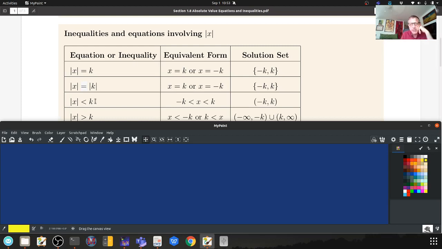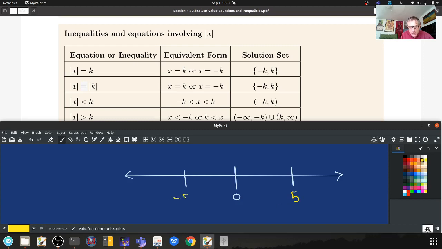So let's look and see what this is telling us on the number line. That's what I was wanting to do. So here's our number line again, and I'm going to say that's about dead center. And again, I'm going to say k is here and minus k is there. So let's just look at an actual number. I'm going to say this is 5. I'm going to say this is minus 5.